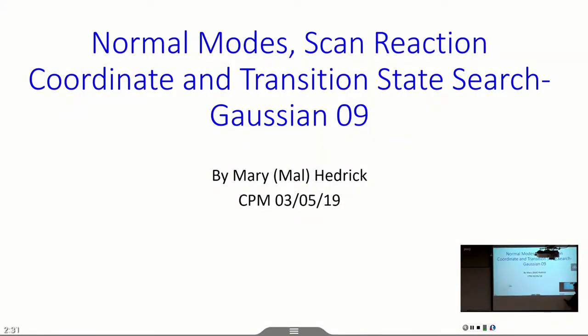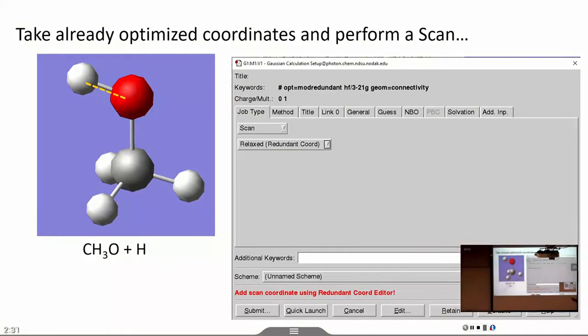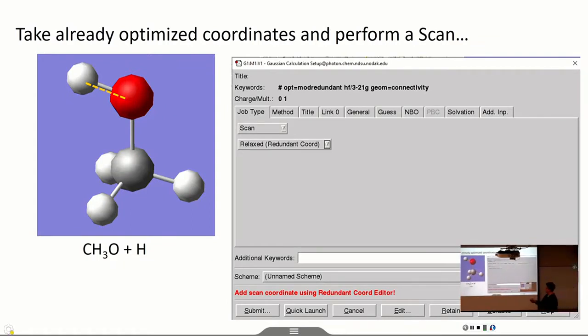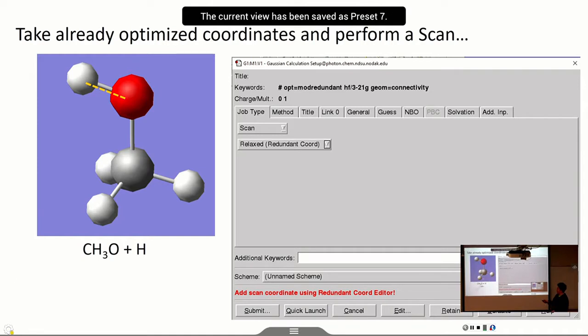All right, everybody. Today I'm going to be talking about normal modes, scan reaction coordinates, and transition state search within Gaussian 09. Okay, cool. So there are some pretty famous, interesting studies. They're very hard to study. I got this guy to work. Whether he's representative or not, we'll get there.